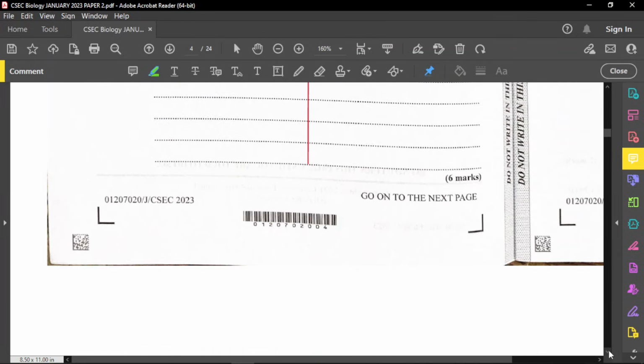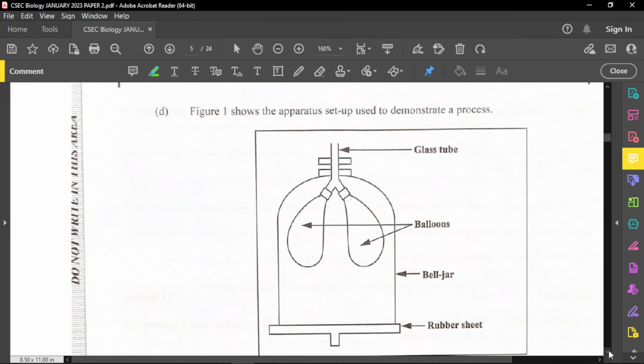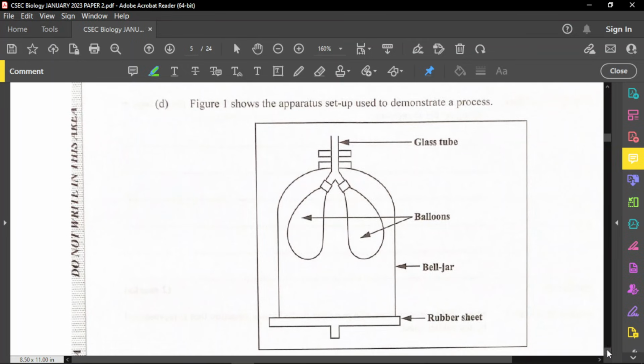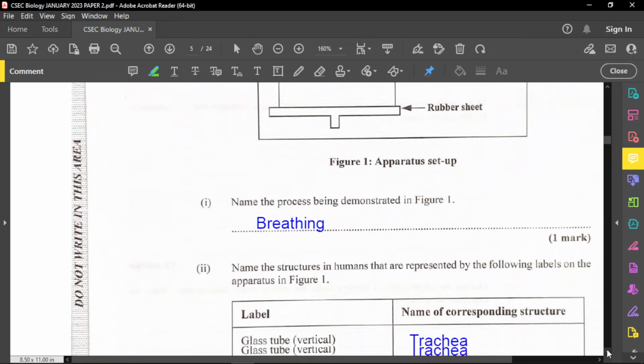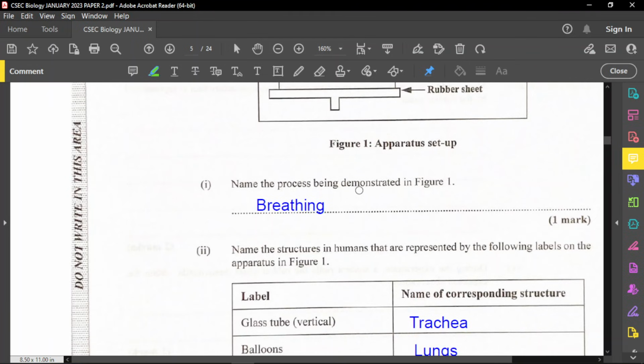All right, and so going into part D, and this part states that figure 1 shows the apparatus setup used to demonstrate a process. You have a glass tube, you have balloons, you have a bell jar, and you have a rubber sheet. All right, so please try to keep up. I'm trying to go as fast as I possibly can. And so name the process being demonstrated in figure 1, and that is breathing.